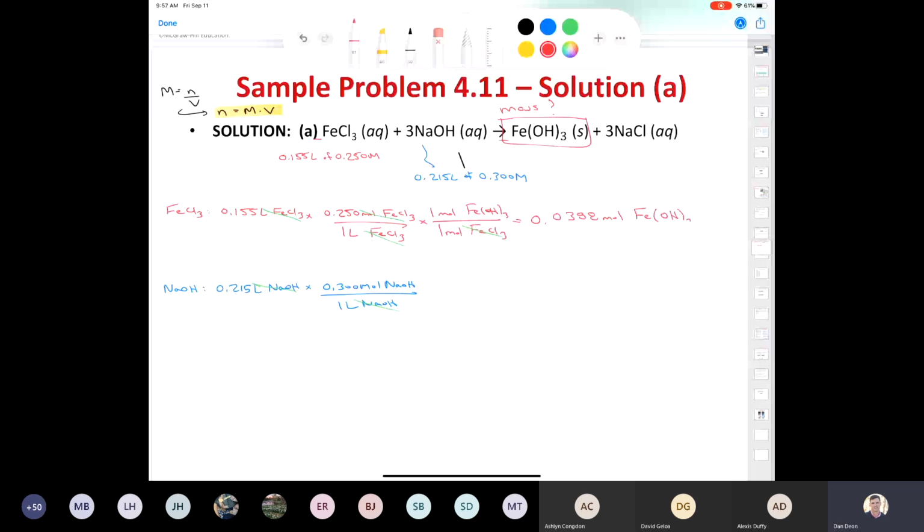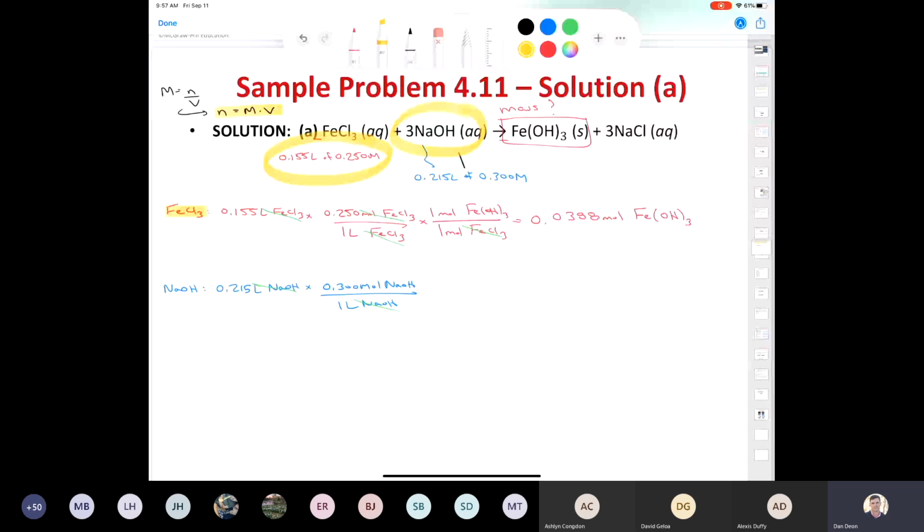Remember, this number might not be our answer, okay? All this number tells us is if we started with this much iron 3 chloride and we ignored this, we just said we have all of the sodium hydroxide that we need, we have it in excess, we would end up with this much. Now we need to do the exact same exercise for the sodium hydroxide.